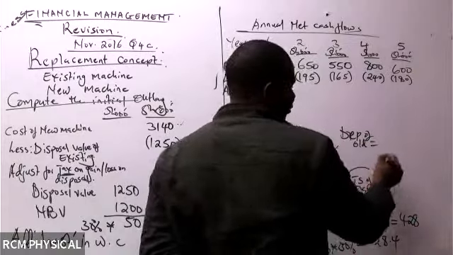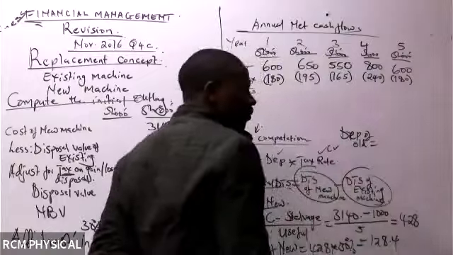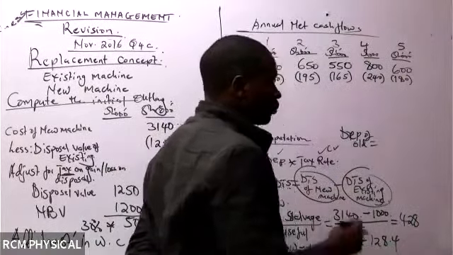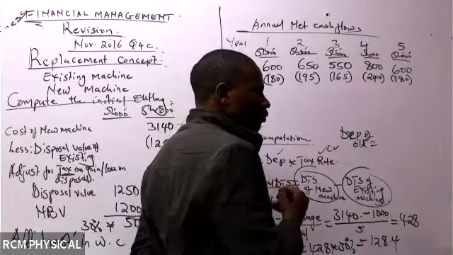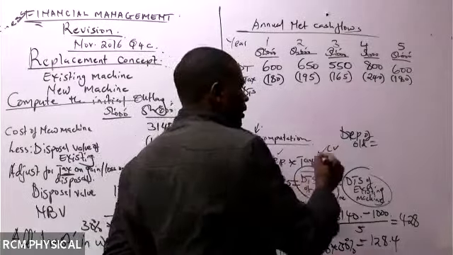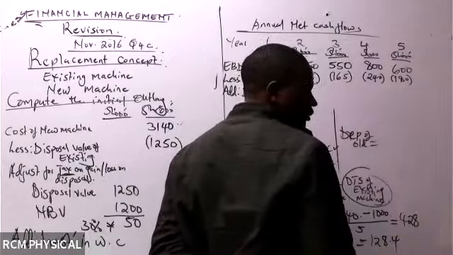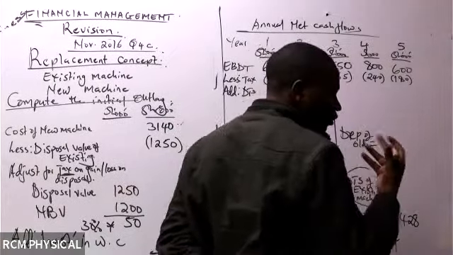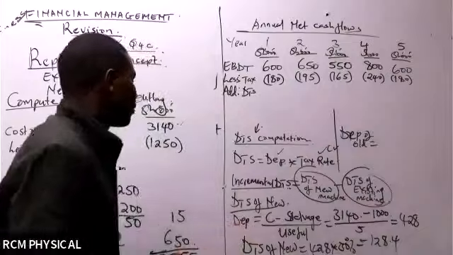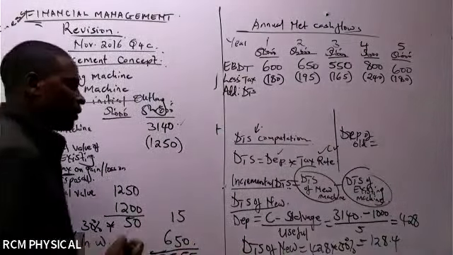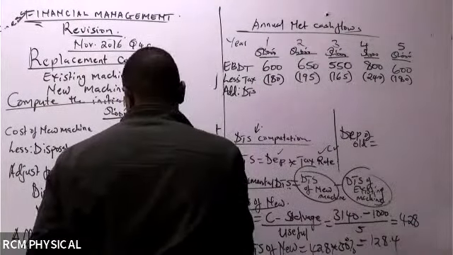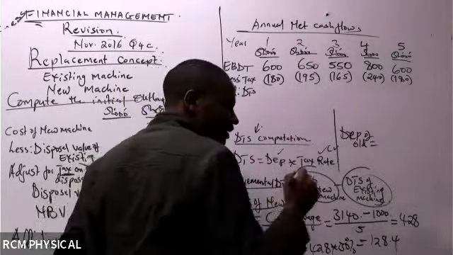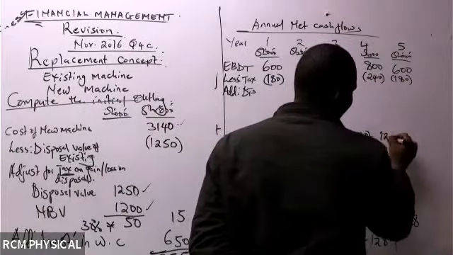And what is the cost of our existing machine? Not the depreciation, but the cost. Which cost are we going to use? Is it the net book value or the disposal value? We usually use the net book value.